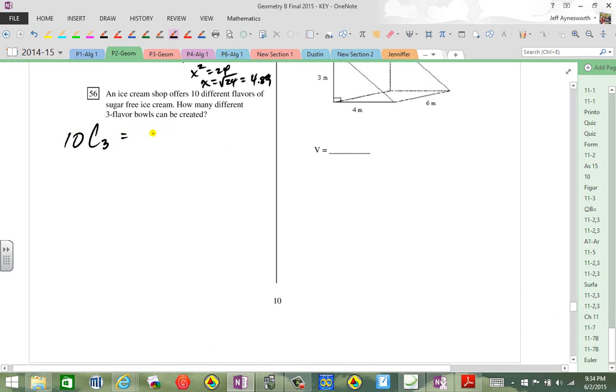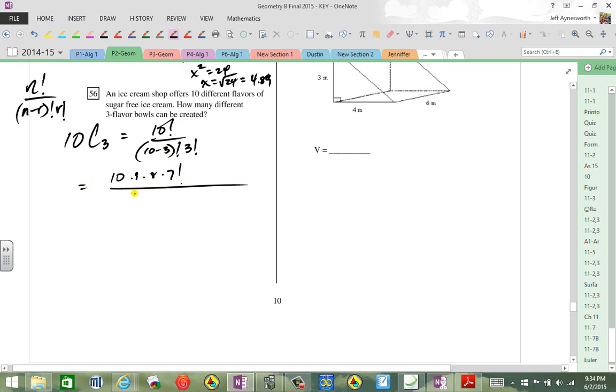So as a formula here, it's going to be 10 factorial divided by 10 minus 3 factorial times 3 factorial. Remember, it's n factorial divided by n minus r factorial times r factorial for any combination. So here we go. 10 factorial, 10 times 9 times 8 times 7 factorial. I'm going to stop there because I see a 7 factorial here, times 3 factorial, which is 3 times 2 times 1. Well, the 7 factorial is going to cancel out with this.